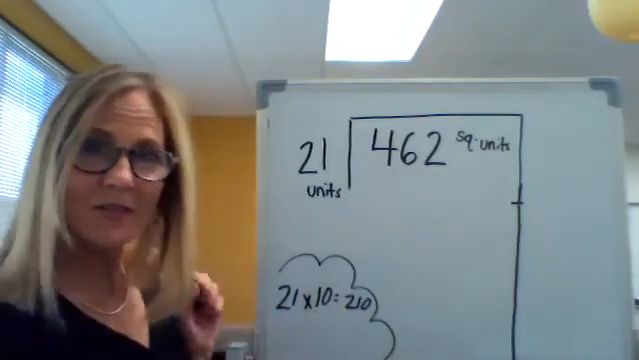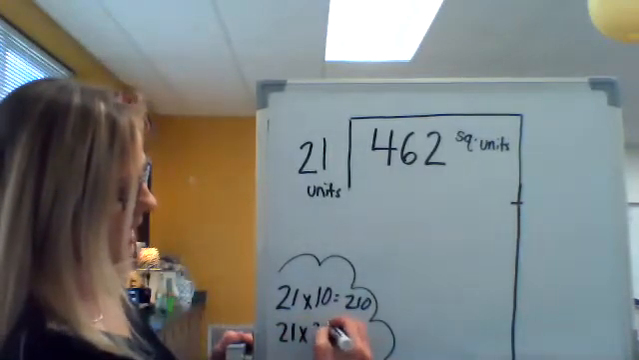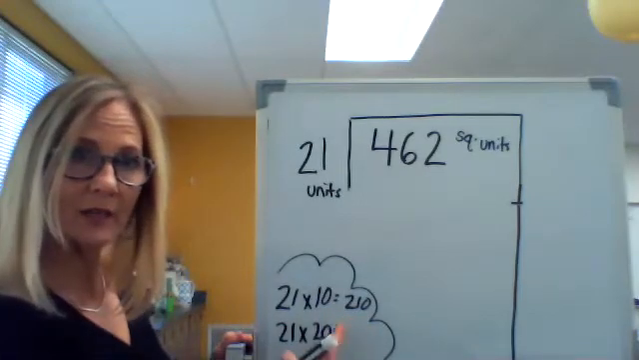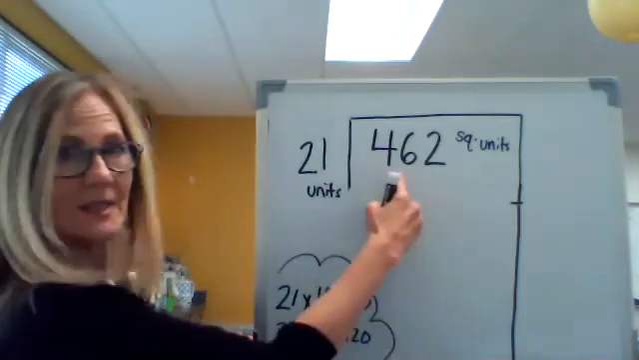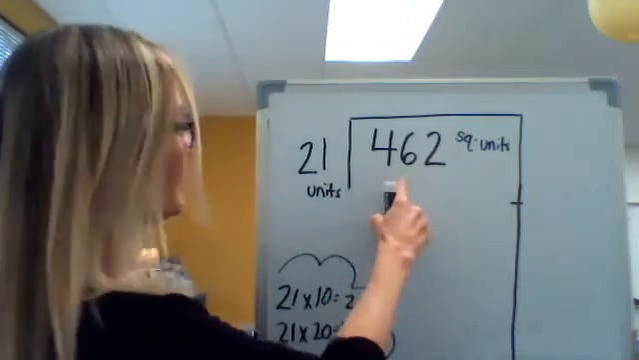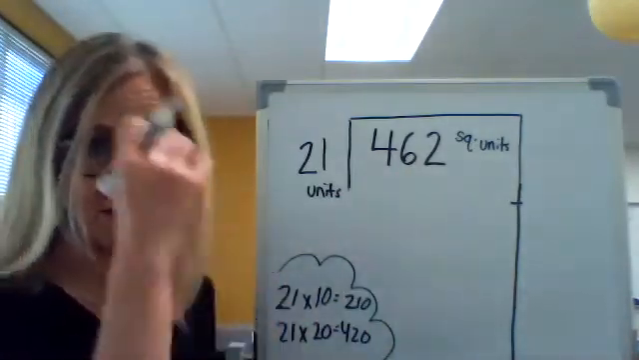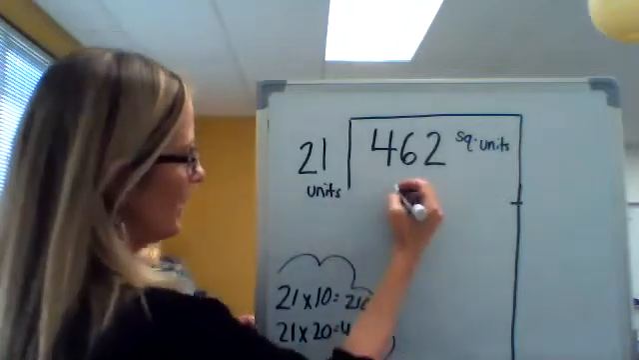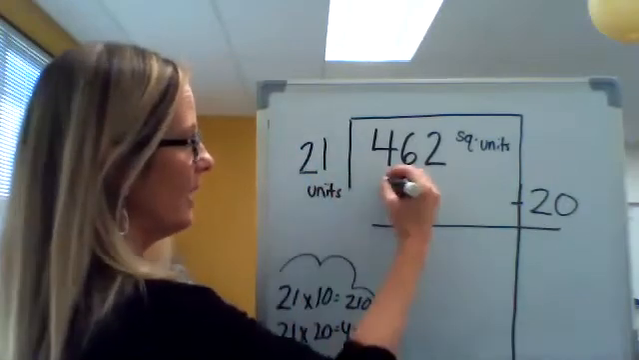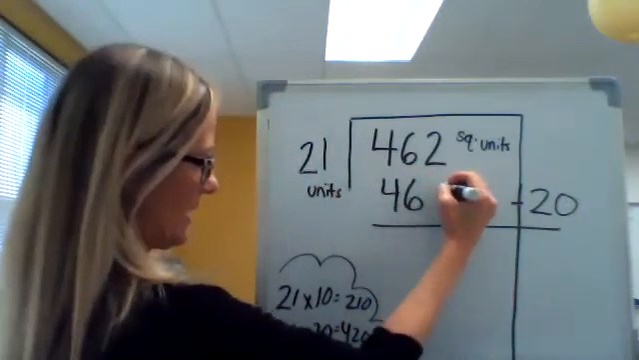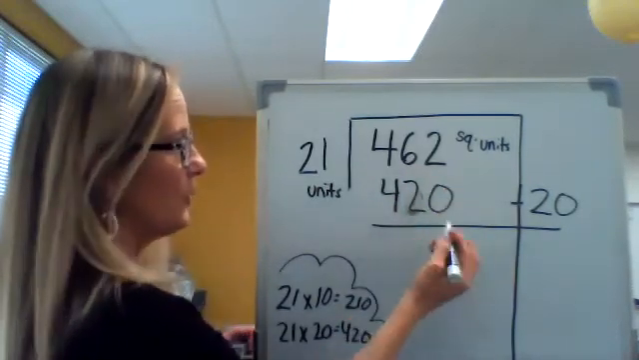Well, that's not close enough. I feel like I can go higher. So I might try 21 times 20 groups of 21 instead of just 10 groups of 21. And that gets me 420, which is quite a bit closer. So I'm going to start off with that using my partial quotients method. That means I'm getting one little piece of the final answer at a time. So 20 groups of 21 will use up 420 of these square units.